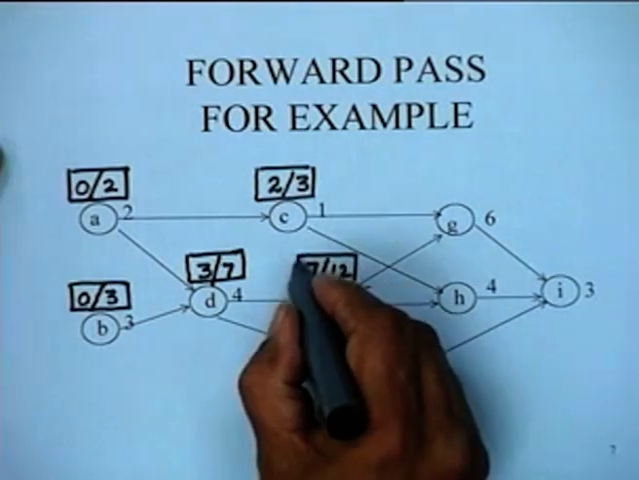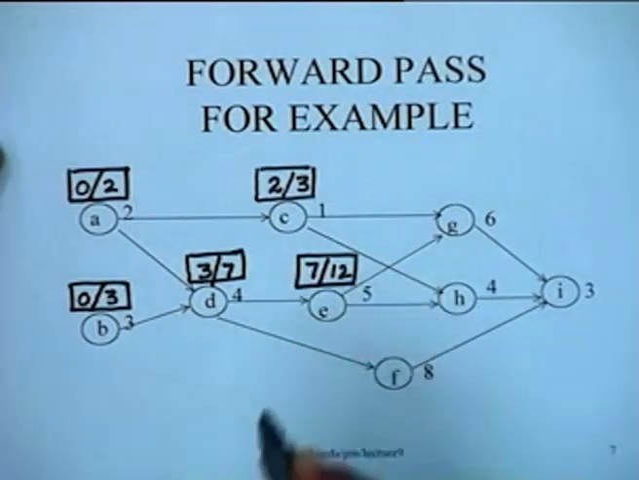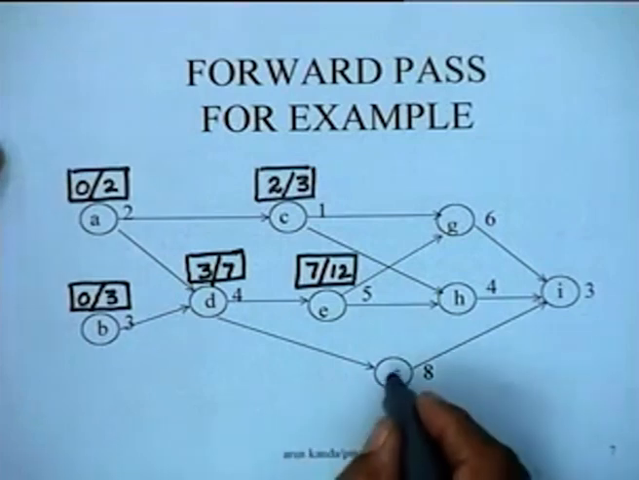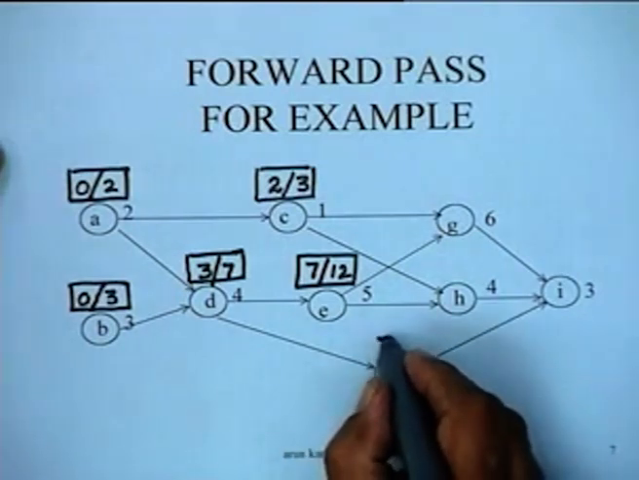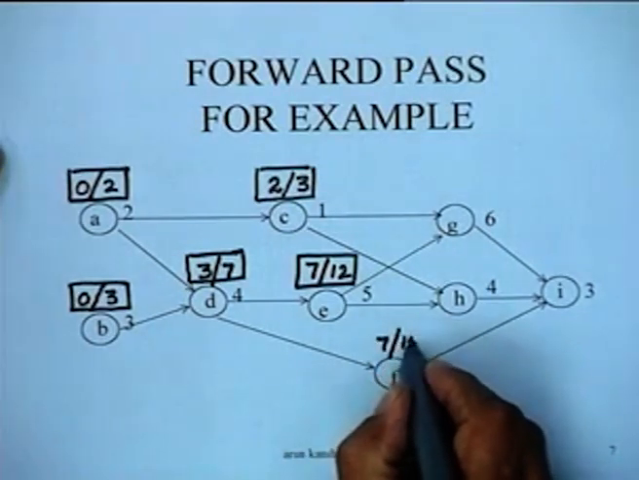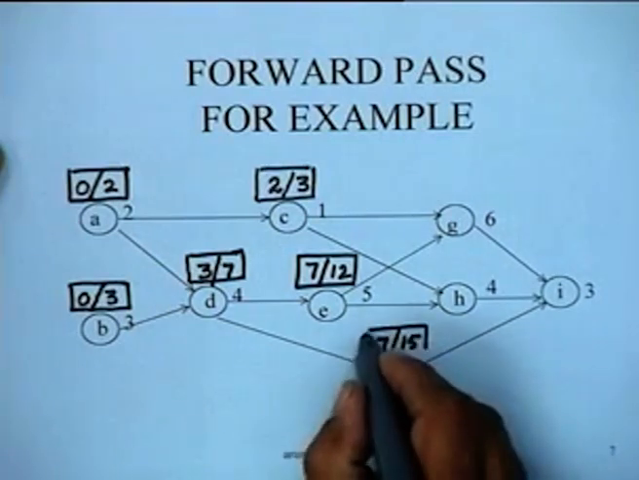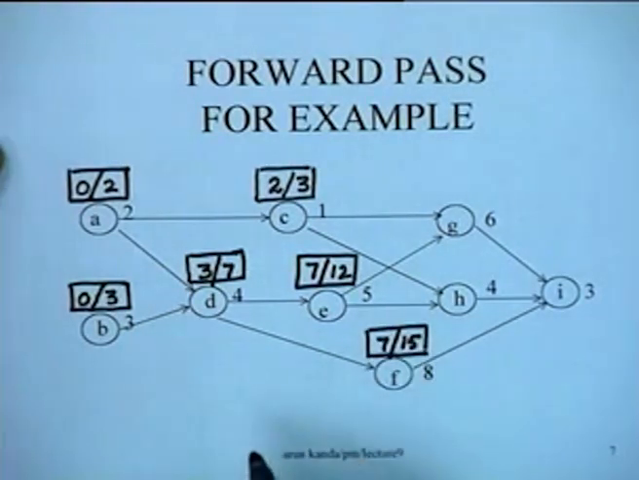This is the early start and early finish for activity E. For activity F, it is simply going to be 7 and 15. This is the early start and early finish of this.